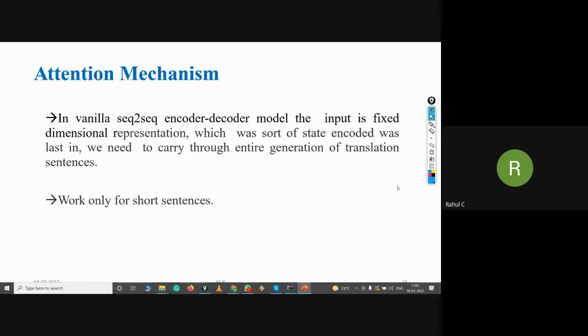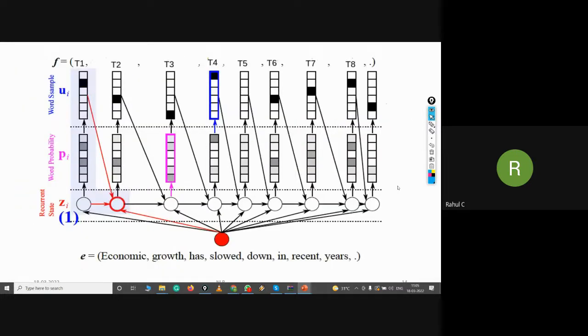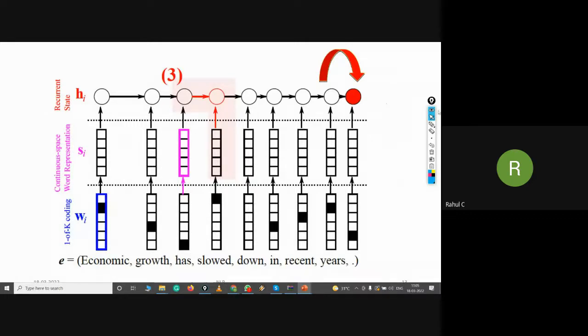the input is a fixed dimensional representation, that is, the last encoded state. That means you can see here, the decoder is getting the information only after reading all the words from the encoder, and there is a single representation for the encoded information. There is no separate representation for each and every word in the encoder model, isn't it? Because this is coming here and here and here, and finally this context vector will hold all the information about the previous words. That is a single vector. But the decoder doesn't have any information about each and every single word.